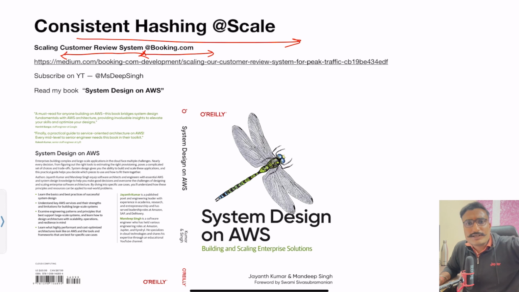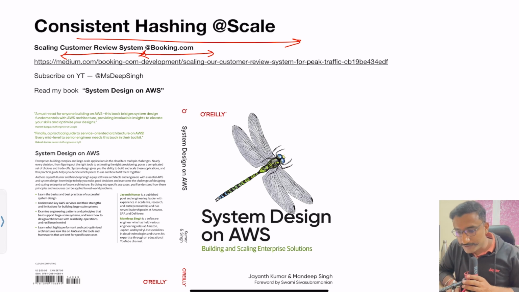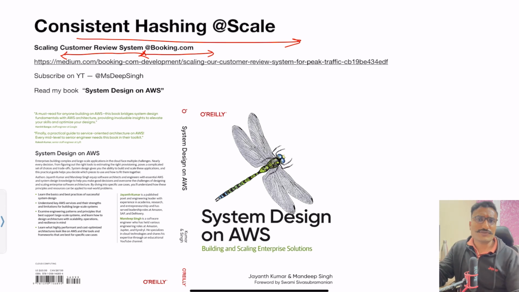Whenever a customer books a particular property from booking.com, he or she has an option, after the stay is completed, to review the property, like how was the stay or any kind of review. We want to store those reviews in our system so that if other users who are interested in booking those properties look for feedback or reviews, they are able to view them.